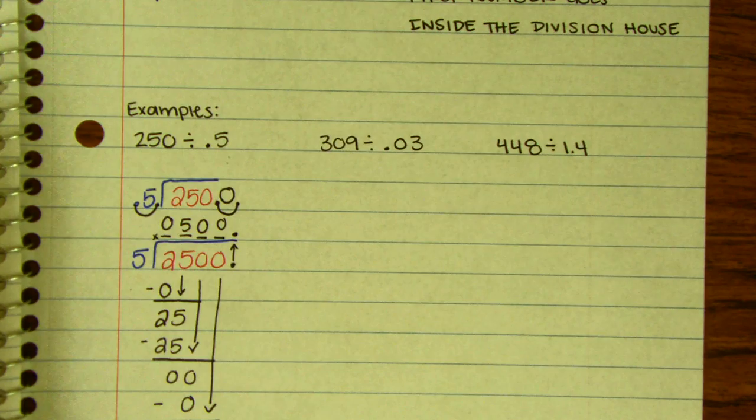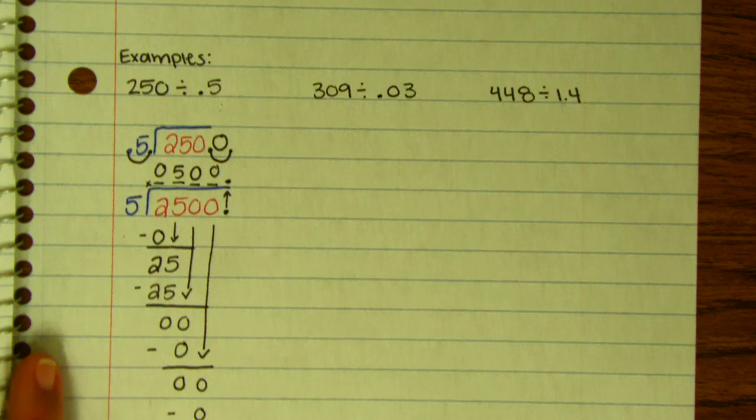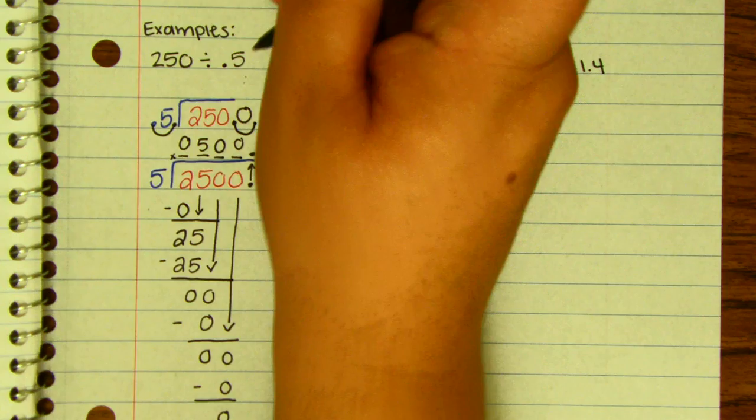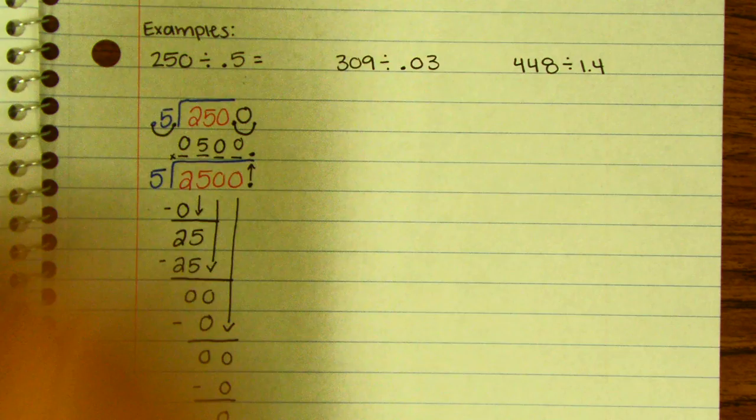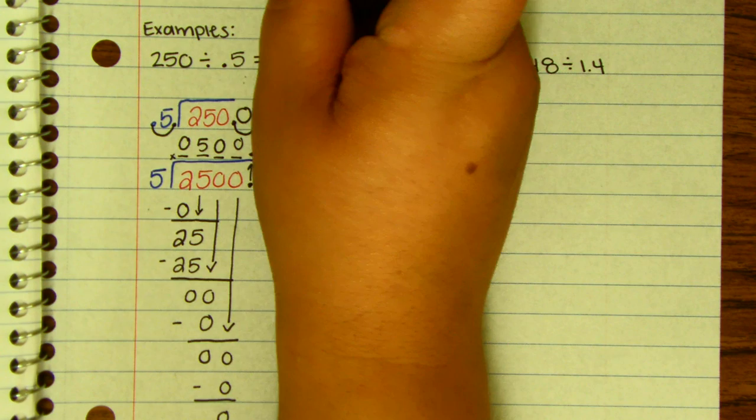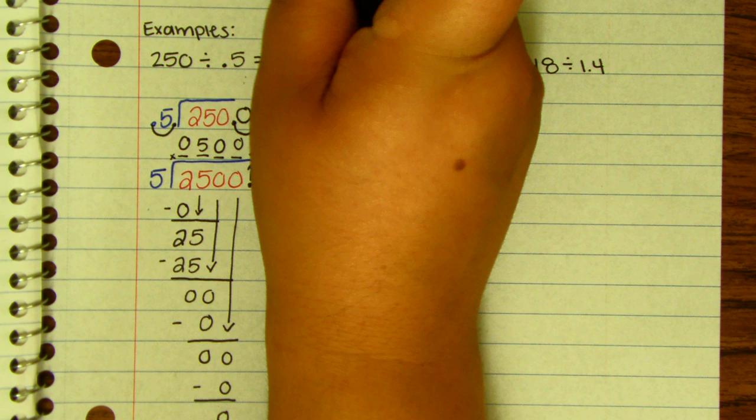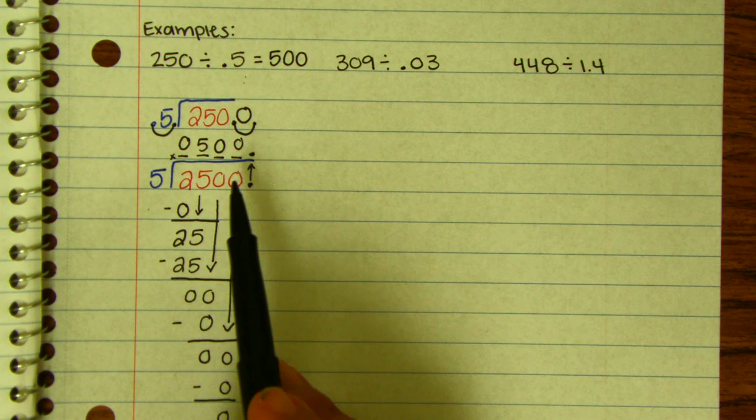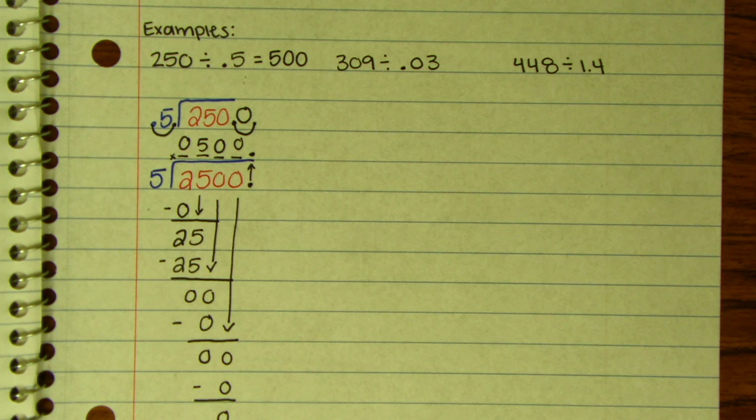So my answer is actually going to be 500. So 250 divided by 0.5 is going to be 500. So let's go ahead and we are going to try the next problem.